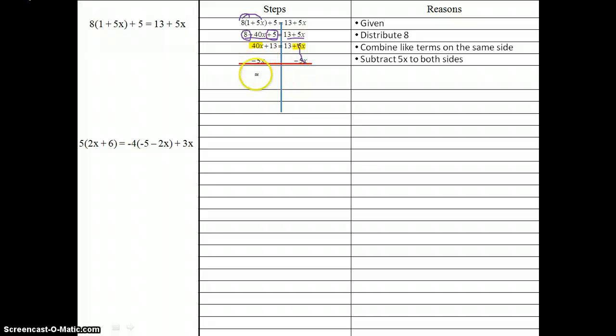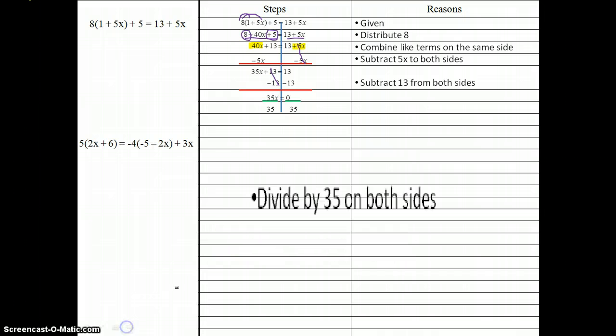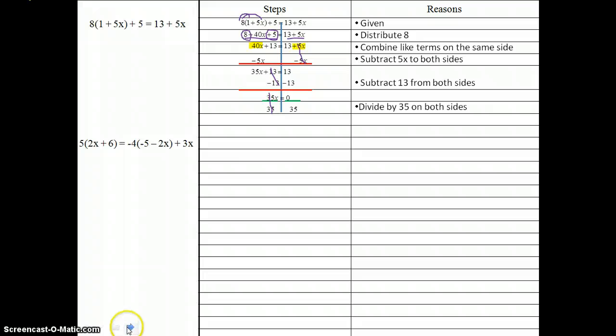That's going to cancel that out, and we're left with 35x plus 13 equals 13. Now we're down to just a two-step equation. So we're going to subtract 13 from both sides. That's going to cancel this out right here. And we're left with 35x equals 0. And now we're going to divide by 35 on both sides. That will cancel that out. And then we're left with x equals 0. So that is our answer.